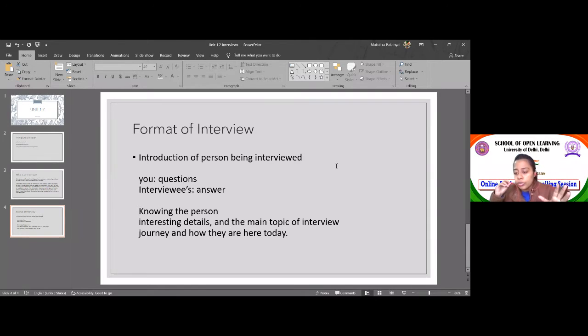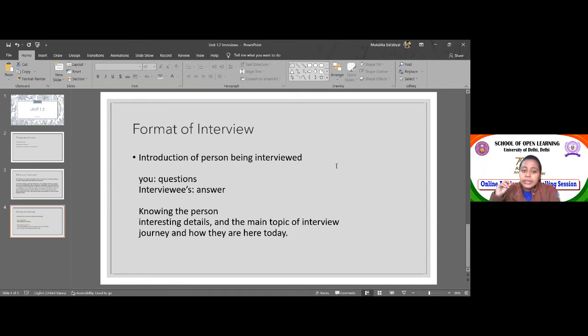So first is introduction, which is why we covered that bit in the last class. You ask the person whom you are interviewing to introduce themselves. It is irrespective of whether you are going to a school for admission, a college for admission, a job interview, or whether a journalist is interviewing a personality. The first thing you do is you ask the person to introduce themselves.